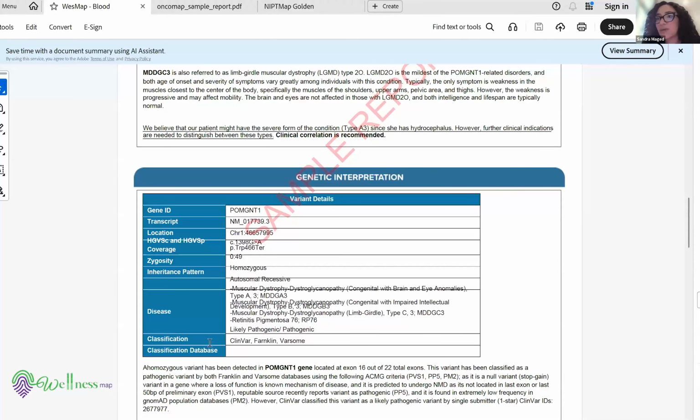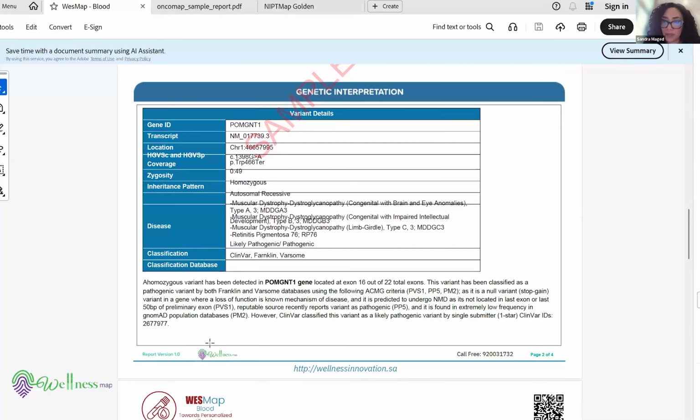And then in the classification, we see whether it is pathogenic or likely pathogenic. Then after that, we also have a summary that is very detailed about the gene itself. So it says here, for example, that we have this gene that is located on exon 16 out of the 22 chromosomes that we have. Okay, and that variant is classified as pathogenic, which is also what we've seen in the summary. And this was compared to the Franklin and Varsome databases, so also to know which database Wellness Map has used to produce this report.